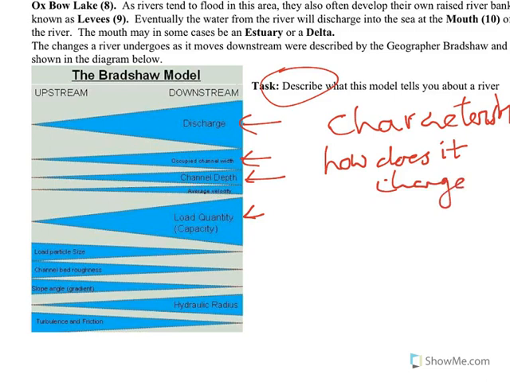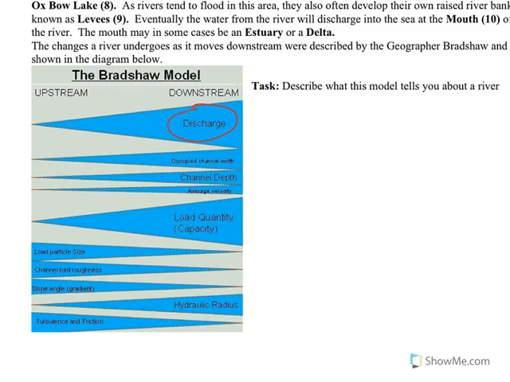Now, he does that through showing triangles that get either bigger, like this one. You can see this triangle starts small over here and gets really wide here. So what that means is he is telling me that this characteristic, discharge, is increasing from upstream to downstream. So discharge is getting larger.